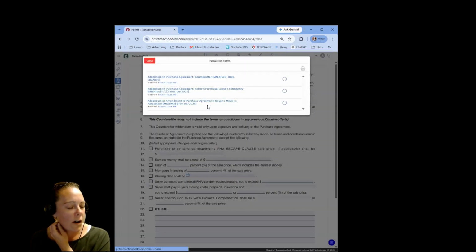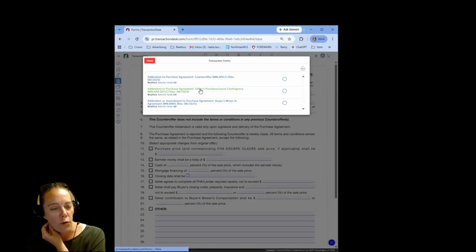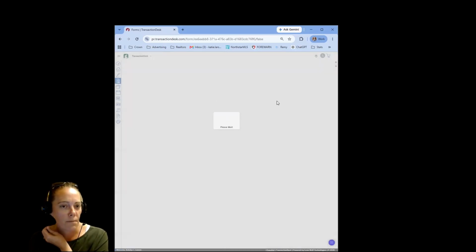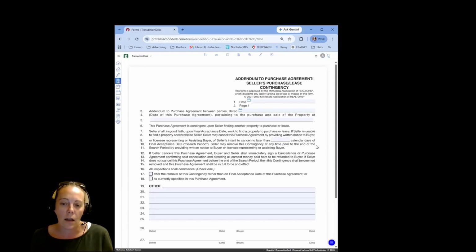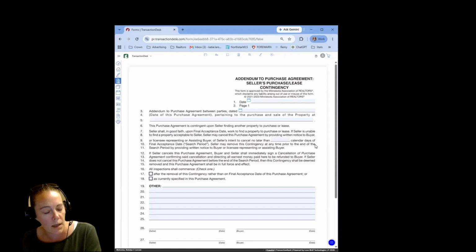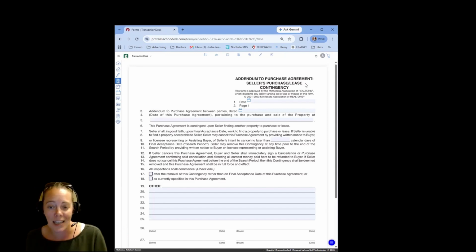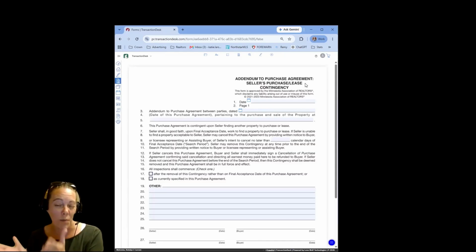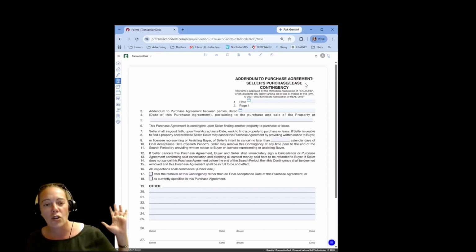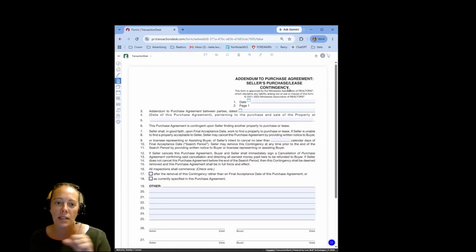Then we'll go over just one other form and then we'll take off for the day. Last time we talked about the buyer's sale of home contingency. So the buyer had to sell a home to be able to buy this one. And that becomes a contingency. It becomes an addendum to the purchase agreement. Well, we have the opposite happen too sometimes, especially when our inventory is low, is that the seller needs to find a place to live before they can agree to sell their property. So we have this addendum to purchase agreement, seller's purchase or lease contingency.